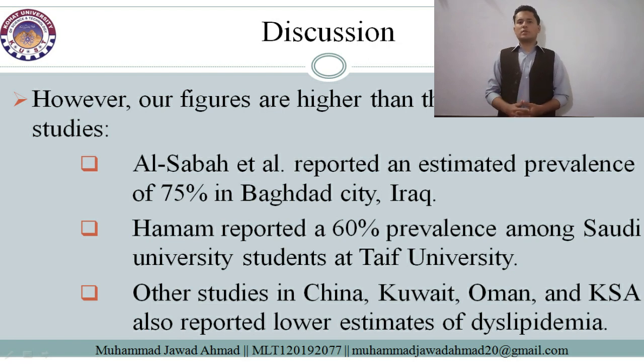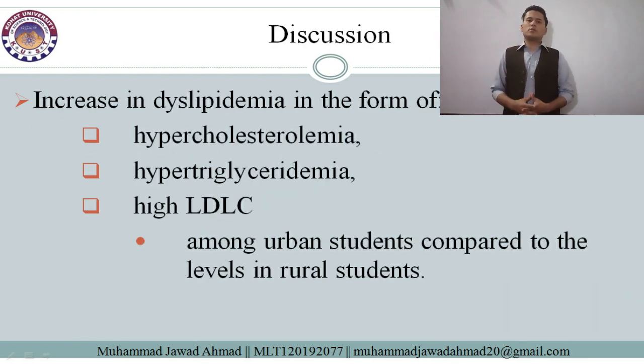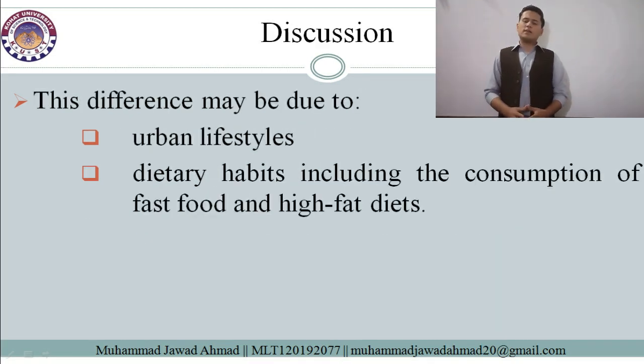Al-Saba et al. reported 75% prevalence of dyslipidemia in Baghdad. In another study, 60% prevalence of dyslipidemia was reported in the students of a Saudi university. Other studies conducted in China, Kuwait, Oman, and KSA also reported low prevalence of dyslipidemia. The increase in the prevalence of dyslipidemia is in the form of hypercholesterolemia, hypertriglyceridemia, and high LDL-C. The prevalence of dyslipidemia is seen higher in students living in urban regions compared to students living in rural areas.